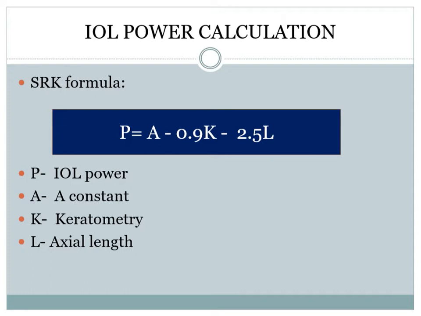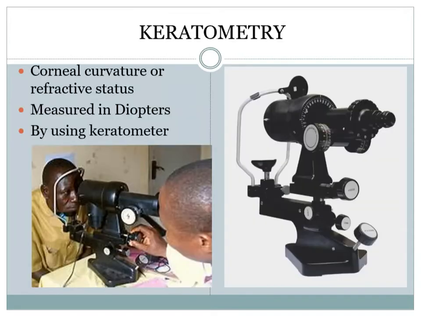Okay. Then what does K stand for? K stands for keratometry and L stands for axial length. These two we will see a little in detail. So what is the meaning of keratometry? Keratometry is nothing but the refracting power of the cornea or the corneal curvature. See, refracting power of the cornea is because of its curvature. So if you measure the curvature of the cornea, indirectly you are measuring the refractive power of the cornea.